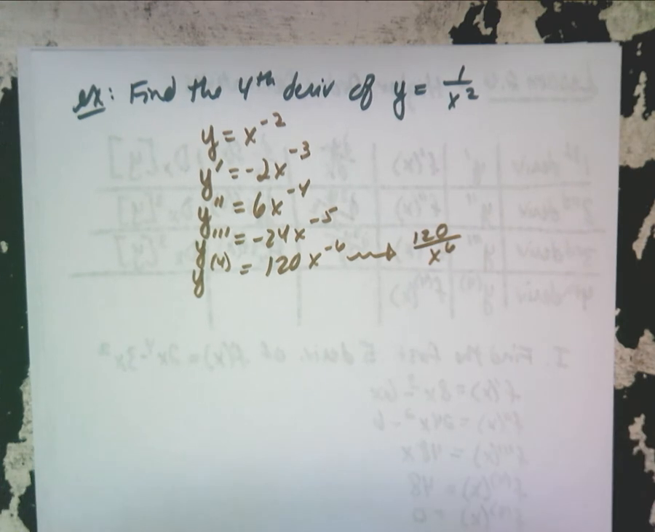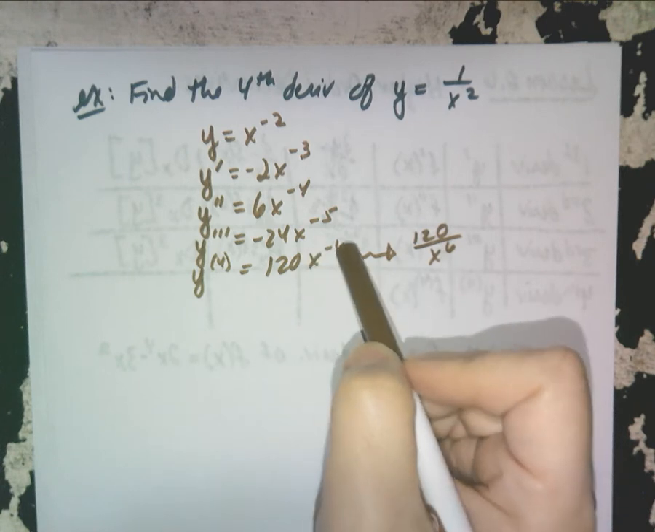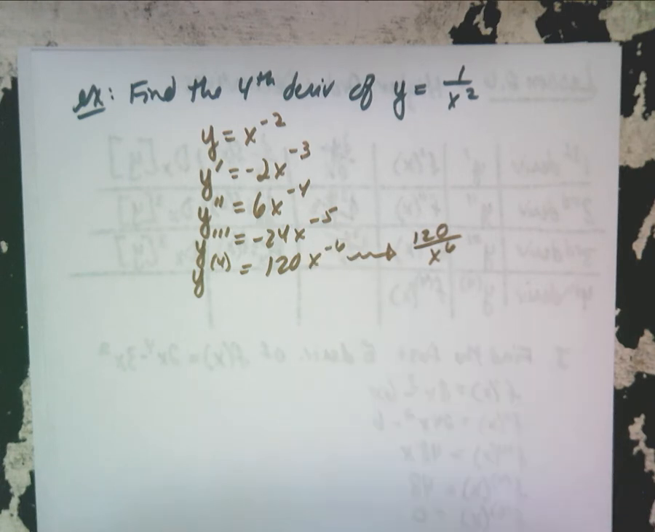Wait, how can you separate the 120 and x to the 6? Is that alternate one? No. Why not? The only thing that's going to a negative power is x, so that is what moves to the bottom.